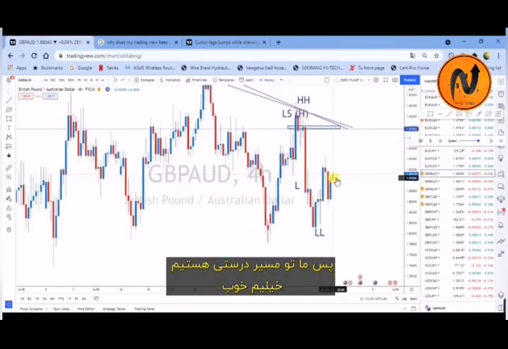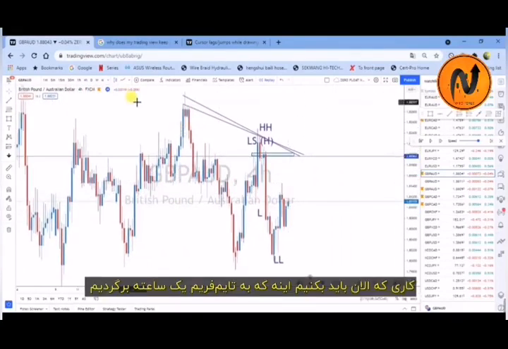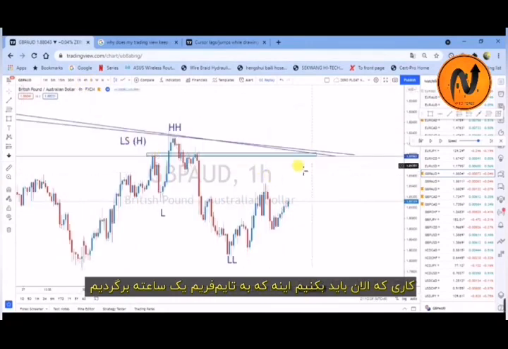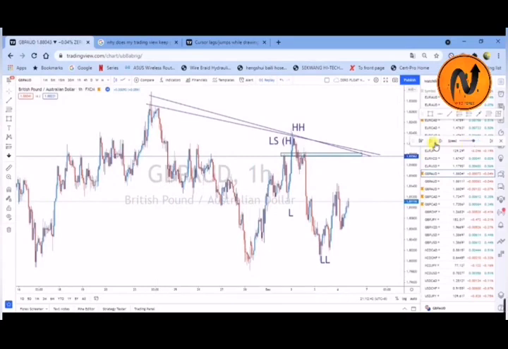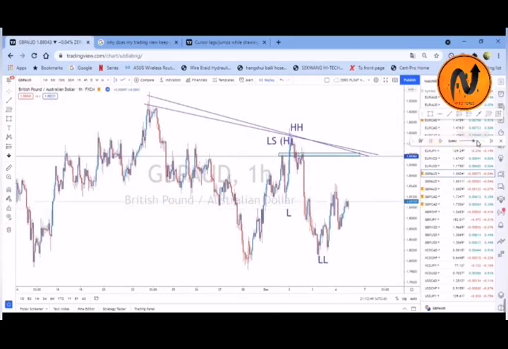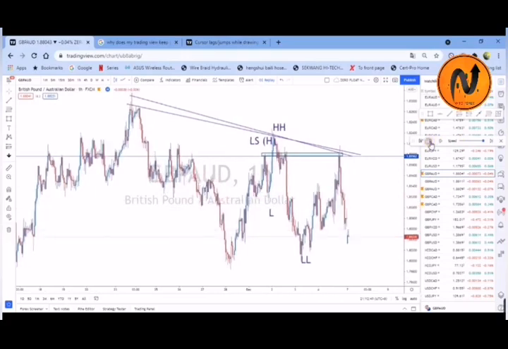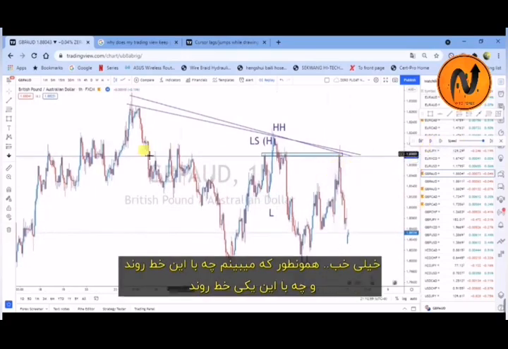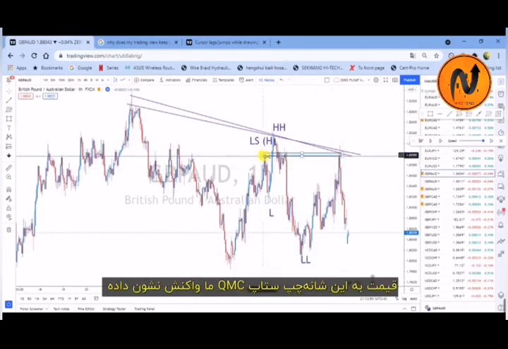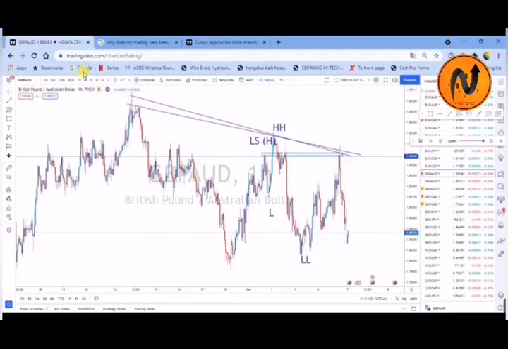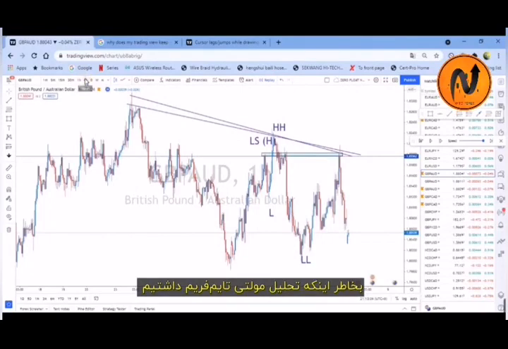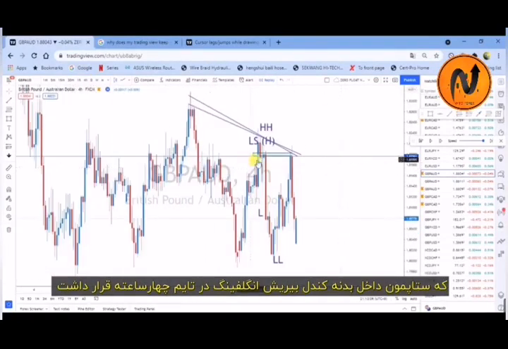Very good. So what we should do now is go back to our H1 and wait for the price to react. Okay, as we can see, whether at this trend line or not, the price has reacted towards this left shoulder, our QMC setup, and continued downwards. Therefore, this QMC setup is very strong. It's because we have multi-time frame analysis, which is the H4, where we have the bearish engulfing at the body.